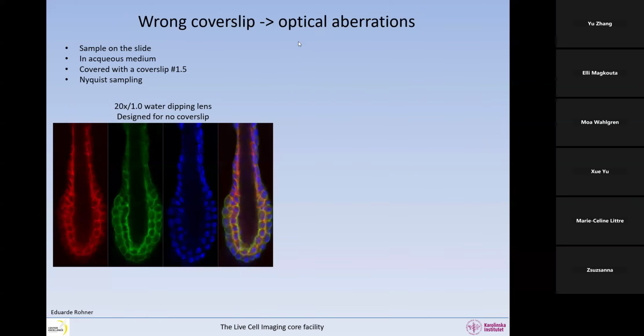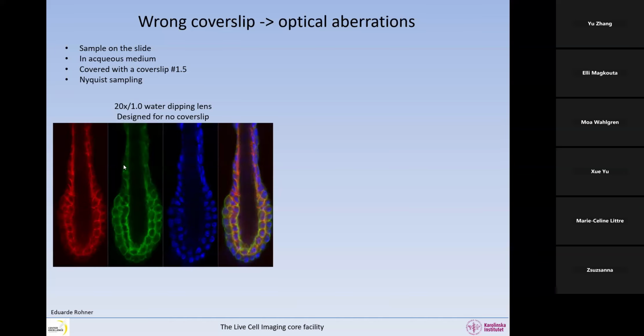You also get optical aberration just by changing the cover slip and using whatever you have in the lab, which is likely number one if nobody has paid attention. So here I will show you the images of the same sample acquired with two different objectives. The sample is on the slide, and it's an aqueous medium, so a water-based medium. So the user here thought, oh, it's an aqueous medium, water-based, so I'm going to use a water objective.